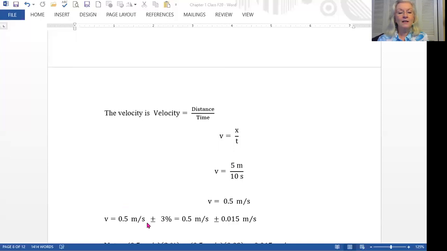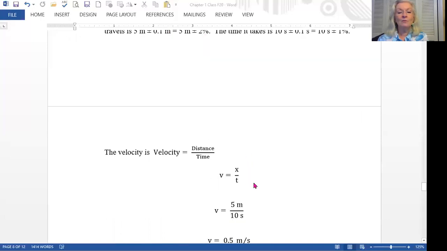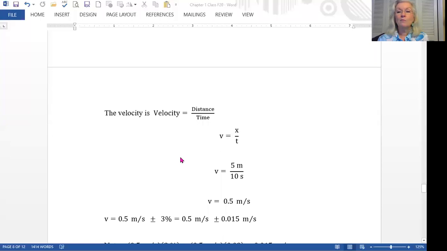So that's my velocity. In order to get plus or minus what percentage we've got, where did I get that 3% from? Well, the distance was 2%, the time was 1%, 2 plus 1 gives me 3%. This is the method of adding percents because we had to divide two numbers to get an answer. If we had multiplied two numbers, we'd still add the percents. So again, 2% plus 1% gives us the 3%.